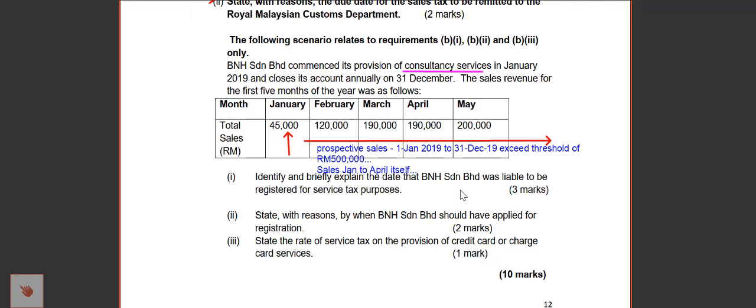Now, if January itself you are liable to register, then when must you apply for the registration? By end of February 2019, which is 28th of February 19. Okay, that's it. So the service tax rate for card is 25 ringgit per principal card, or 25 ringgit per supplementary card.